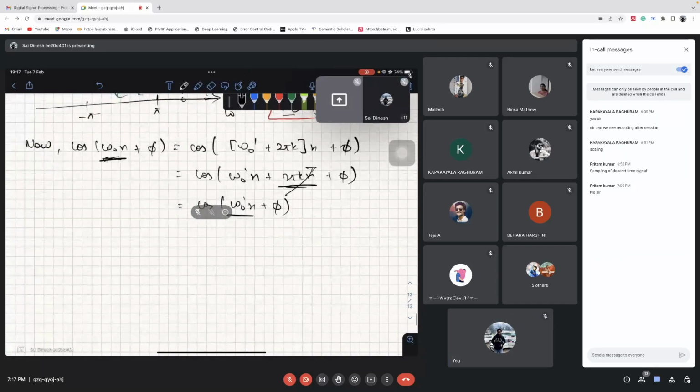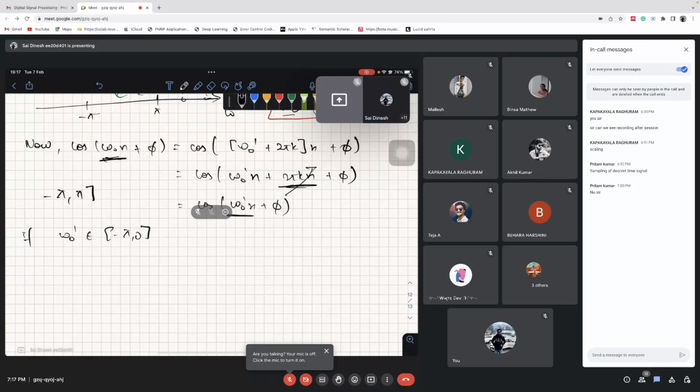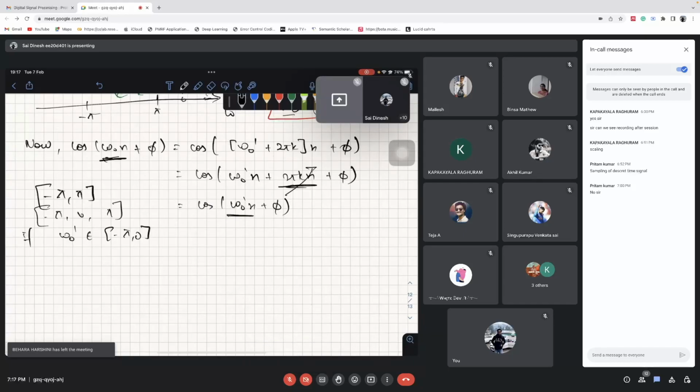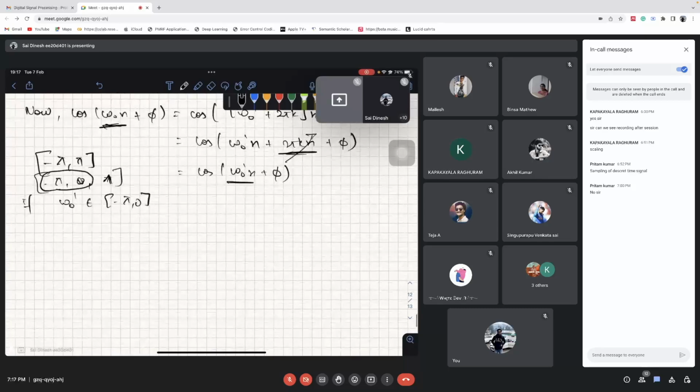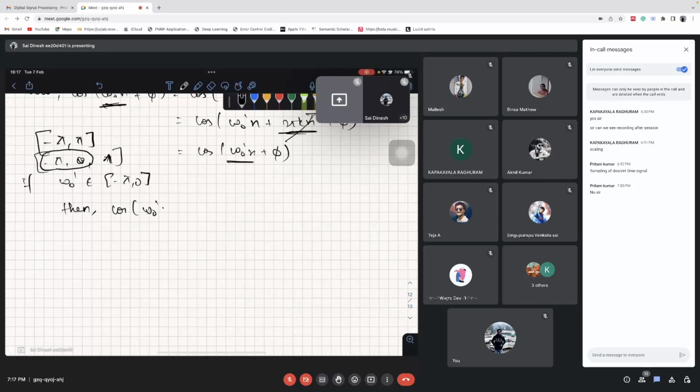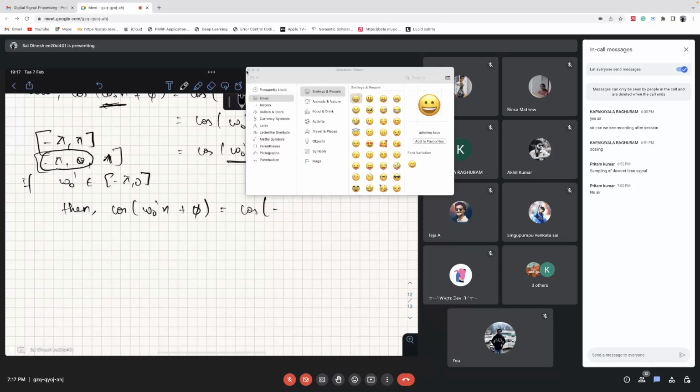But let's say omega naught dash is between minus pi and 0. So we brought it from minus pi and pi. So this is minus pi to 0 to pi, right? So let's consider this case. So if omega naught dash belongs to minus pi to 0, then cos of omega naught dash n plus phi is equal to cos of minus of omega naught dash n plus phi.